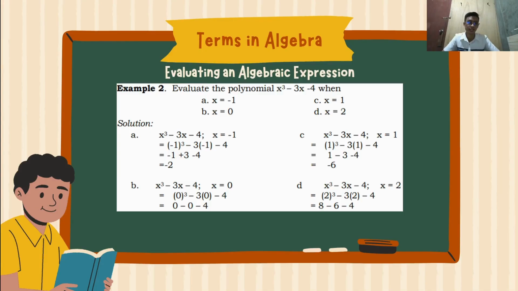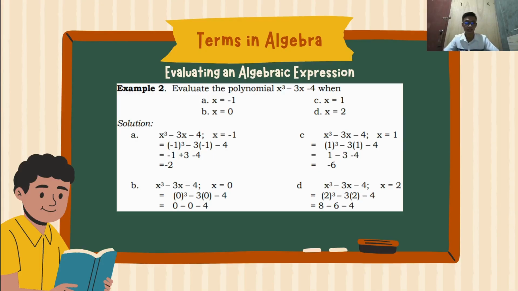Letter C, x cubed minus 3x minus 4, wherein x is equal to 1. We are going to substitute once again. So, 1 cubed minus 3 times 1 minus 4. To simplify further, 1 minus 3 is negative 2, plus negative 4 is equal to negative 6.